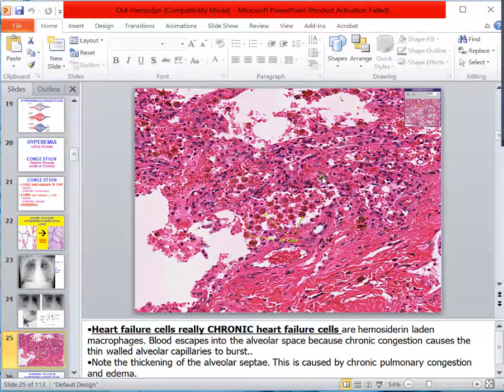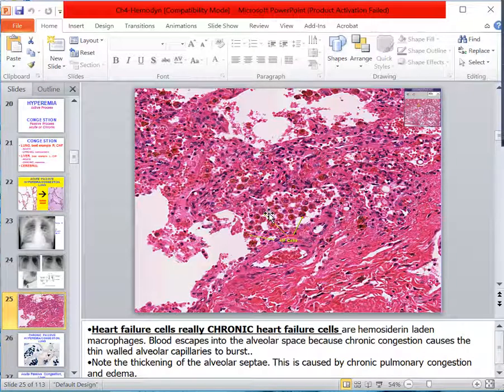Because now these congested vessels have leaked blood cells, and it's being picked up by these scavengers of the lung called the pulmonary macrophages. In fact, think about it. If your patient was in heart failure and had some degree of chronic pulmonary congestion and edema, and you took a sputum sample on him, some of these pigmented iron macrophages would actually be in the sputum. And the old name for them, or the name that's still used, is heart failure cells.